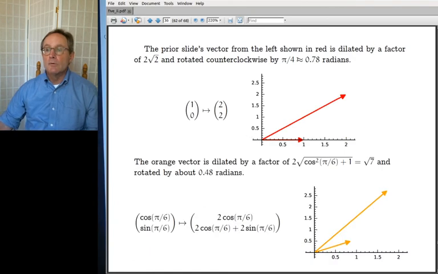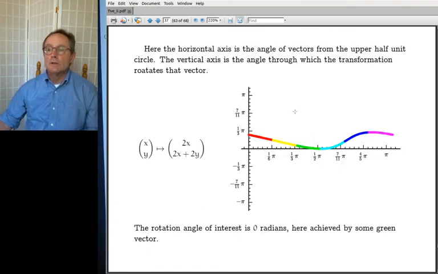Pi over 4. And some of the other vectors got rotated by a bigger angle. Some of the other vectors got rotated by a smaller angle. One of the vectors got rotated by an angle of 0. Some green vector got rotated by an angle of 0, that is to say, did not get rotated at all. So the action of the transformation on that particular green vector is that T of v is lambda times v. That vector did not get rotated, it only got multiplied.